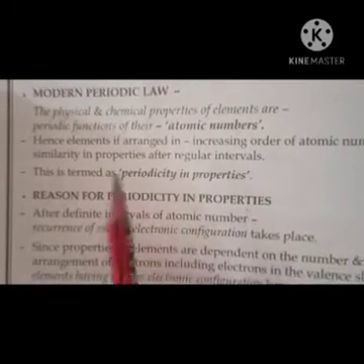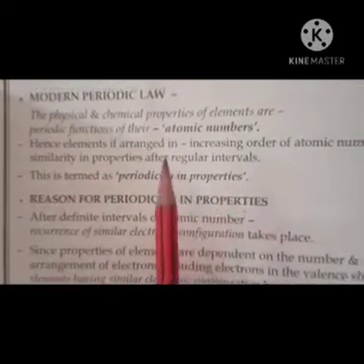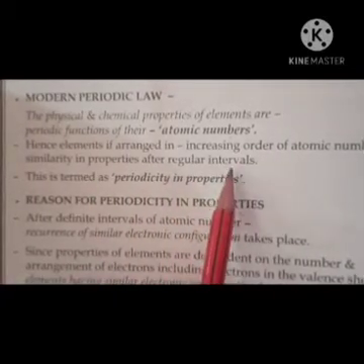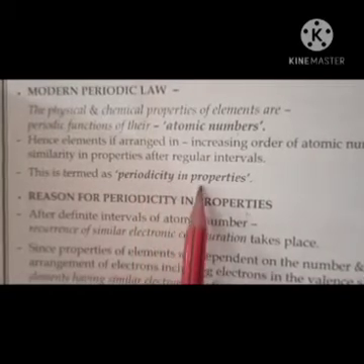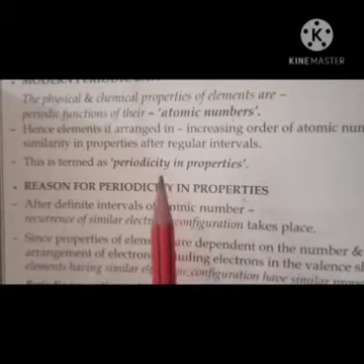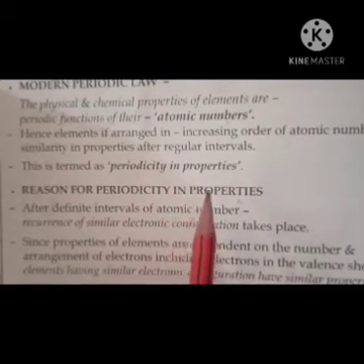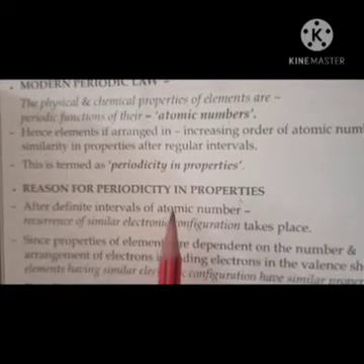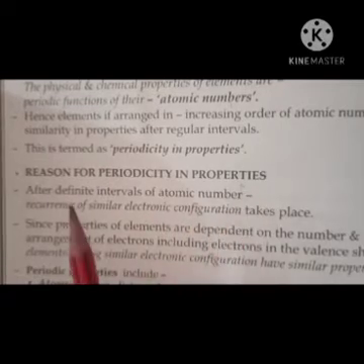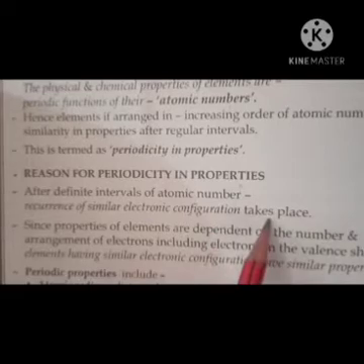Okay, now what was the reason for periodicity in properties? When he arranged the elements in increasing order of atomic number, he found similarities in properties after regular intervals, and then he gave the term periodicity in properties. So what is the meaning of periodicity in properties? It means repetition of properties after regular intervals. So why is there a repetition of properties? Because after a definite interval of atomic number, reoccurrence of similar electronic configuration takes place.